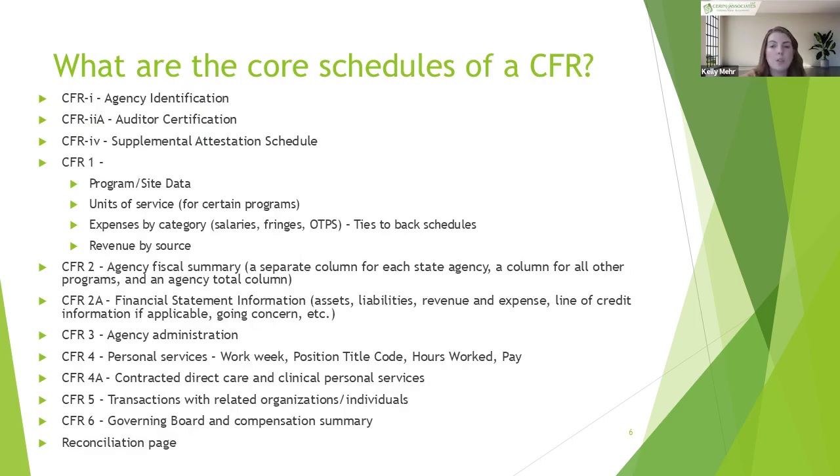So these are the core schedules that basically make up most of a full CFR. So the first one is really just agency identification. So it has the agency name, the executive director, the funding agency, the year end that the CFR is reporting for. And then you have your auditor certification. And then there's a supplemental attestation schedule, which basically is a list of yes or no or not applicable questions regarding compliance that you kind of have to go through and answer and certify to. The rest of the schedules we're going to get more into one at a time, so we won't really get into them here.